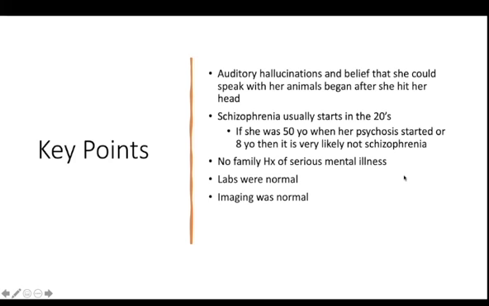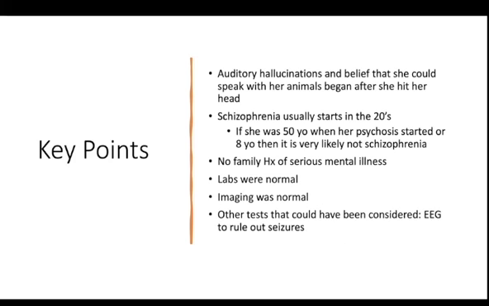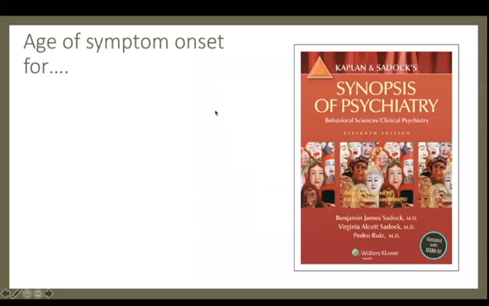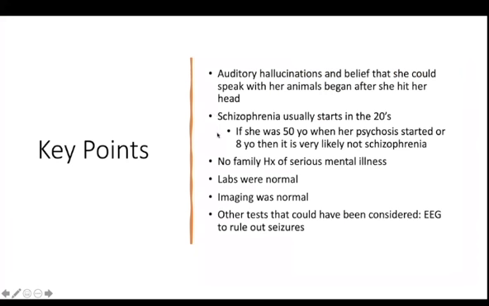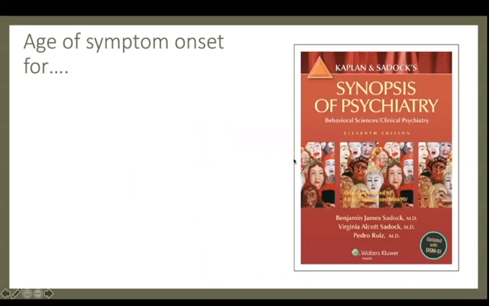The labs are normal. Imaging was normal. Now, we could have thought of other tests, like seizures, which we talked about. But in this case, the girl fell off her horse and then immediately after gained the ability to talk to her. So the history to me seems pretty clear. So really what we have to talk about now is, what is the age of onset of these disorders?